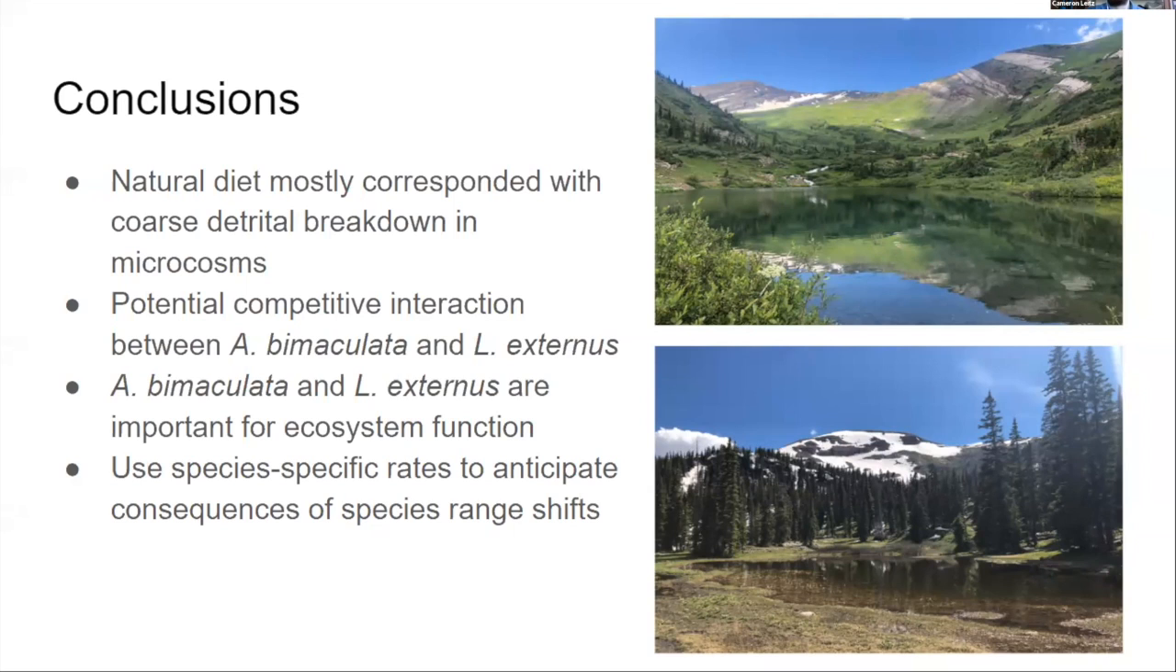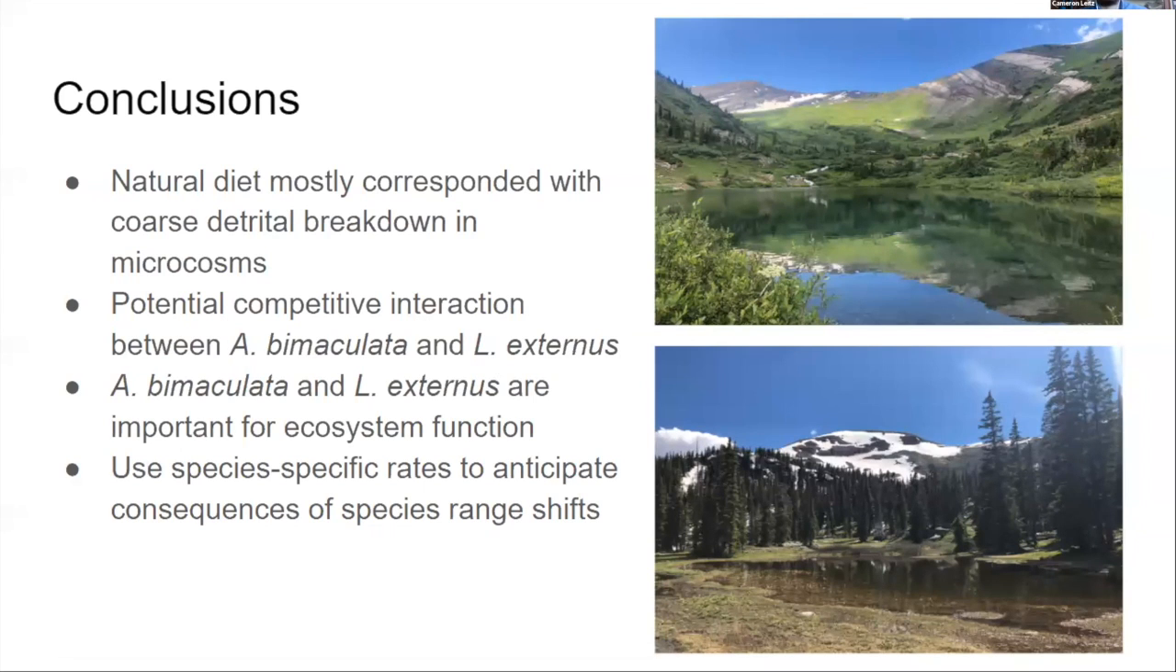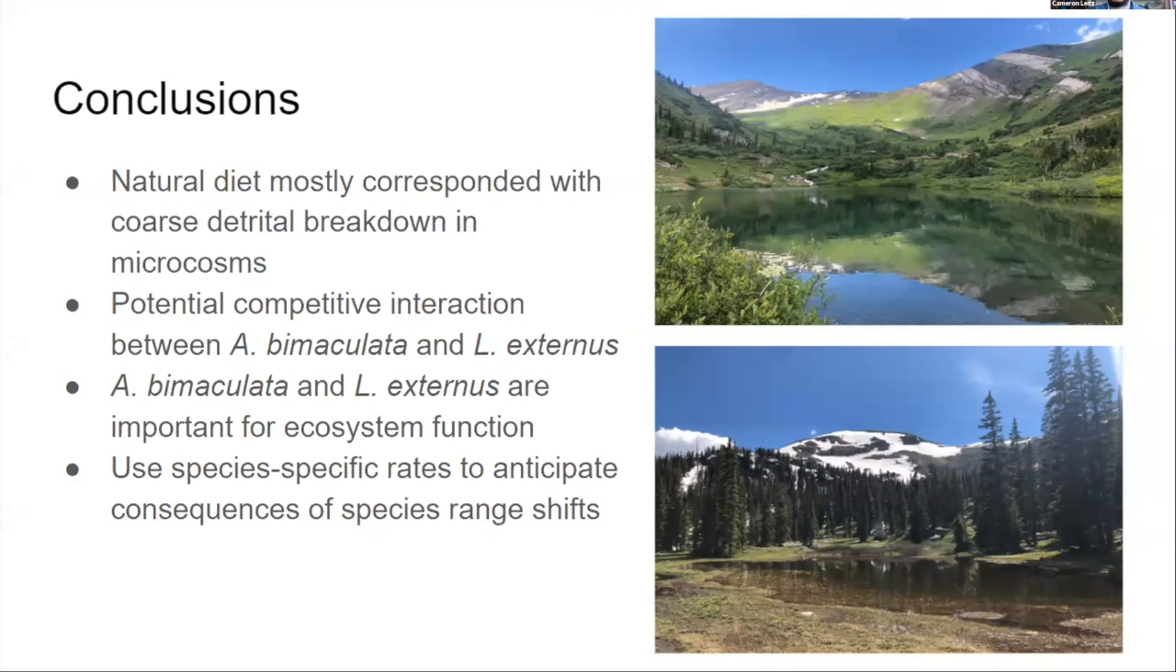We also saw that pimaculatum was really important for the effect on algae. And so overall, this is really important to consider because caddisflies are shifting their ranges upslope to higher elevation in response to climate change, which is creating new combinations of species, and creating consequences that we don't know about. And so we can use these species-specific rates to anticipate consequences of these species range shifts and try to predict what will happen in these ecosystems if different species are replacing each other.